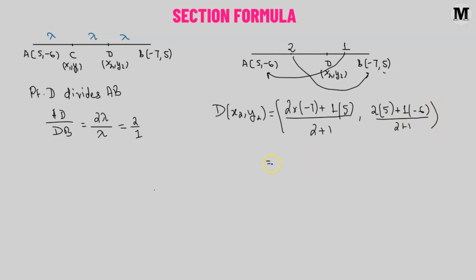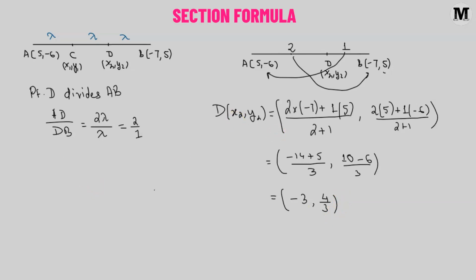Let's compute the value. We have 2 times -7, that's -14, added to 5, divided by 3. Then the y coordinate is 10 minus 6 divided by 3. So -14 plus 5 is -9, and -9 divided by 3 is -3. 10 minus 6 is 4, so we have 4 over 3 as the y coordinate. This is the coordinate of point D.